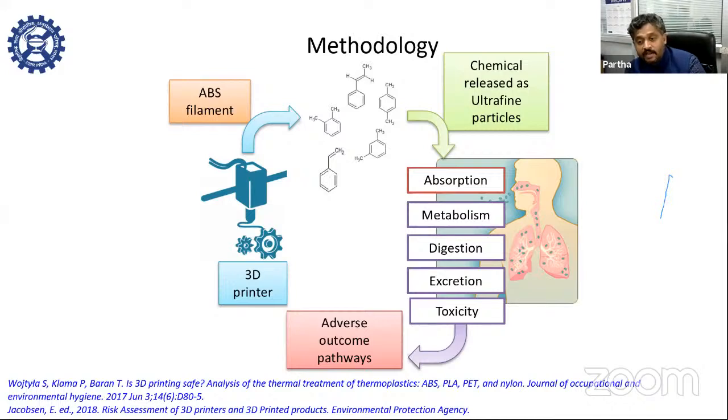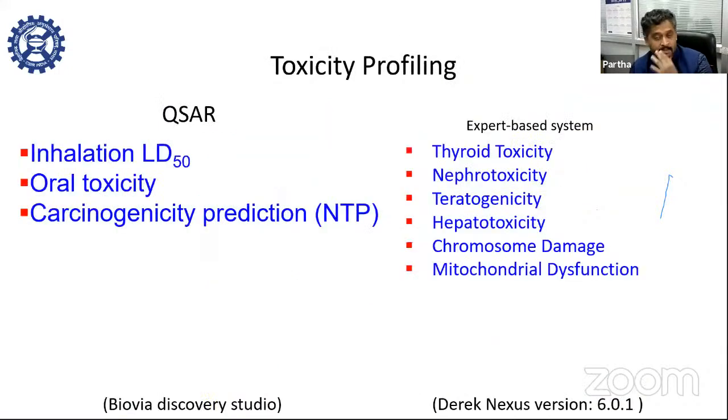Once we characterized these ADME properties, we also found out the adverse outcome pathways where these chemical compounds, particularly ultrafine particles, interact. Because I mentioned metabolism and pathways, they go and target a protein or target in which they cause some adverse impact or induce toxicity. So this is the study method we have chosen. For toxicity profiling, we used QSAR models for inhalation, because it's mostly going in through respiration, then oral toxicity, and long term carcinogenicity. And for endpoints, expert-based systems reveal thyroid toxicity, nephrotoxicity, teratogenicity, hepatotoxicity, some of the toxicity points we selected using the tools and techniques available to us.